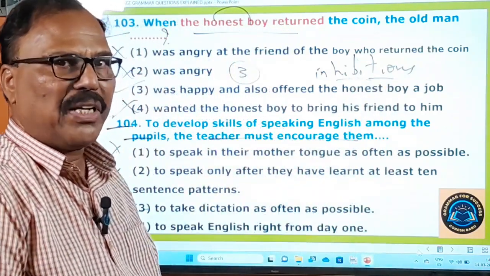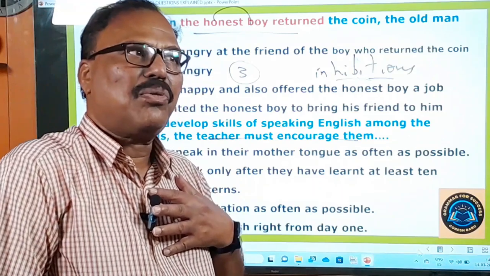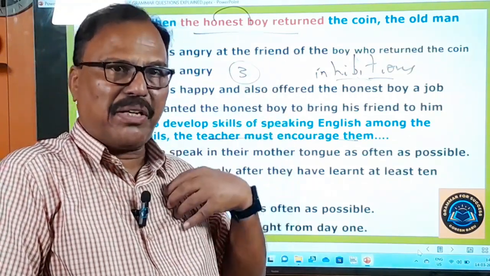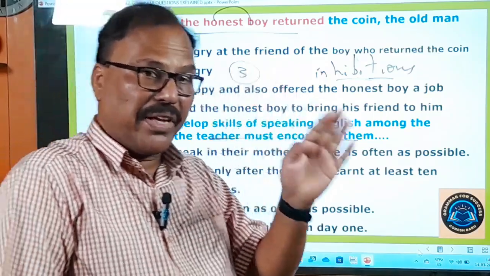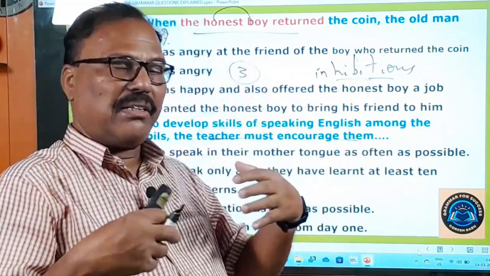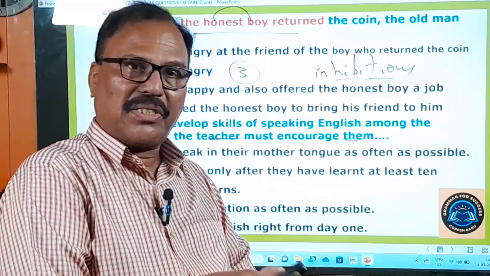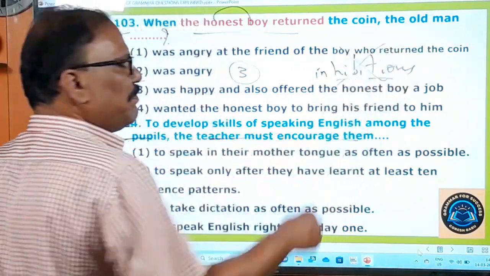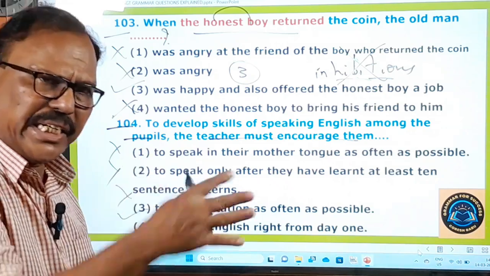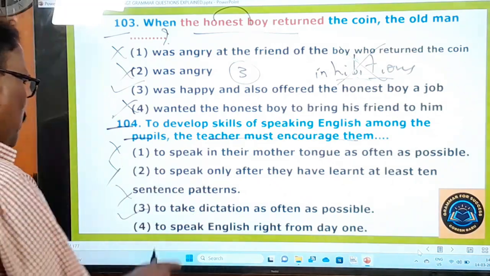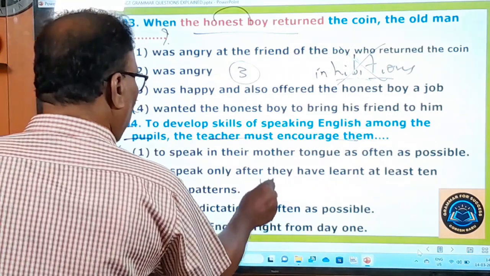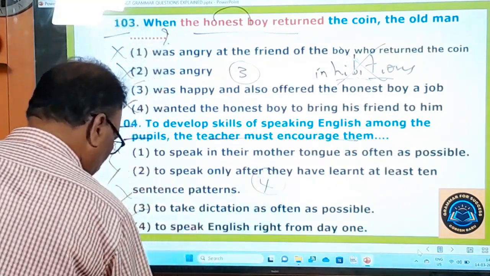The speakers of English will have shyness. Oh, if I speak in English, the other persons may find fault with me. That kind of shyness, that kind of fear they will have in their mind internally. They are called inhibitions. They must avoid them. They must get rid of them. That is there. To speak English right from day one. The fourth one is the right one. And now let's move on to the other questions.